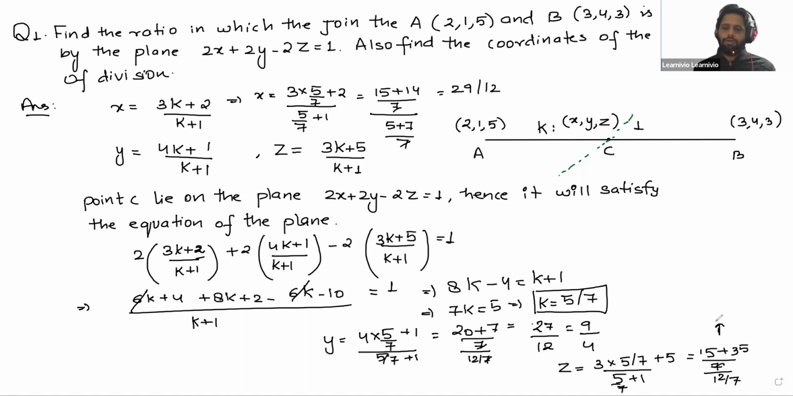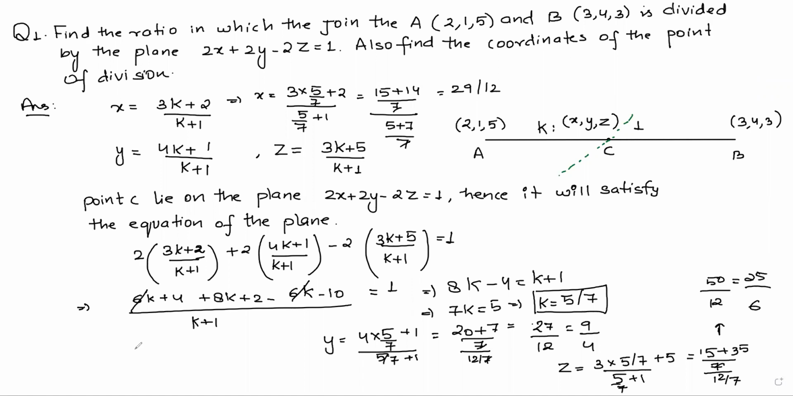So here I am writing this. You will get 50 by 12, which is equal to 25 by 6. So this is the third coordinate. Okay, so I hope Yusra, Rishan, you understood this. Please note down this and we will start the next question. Please note down this one.